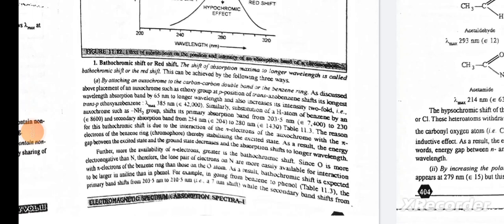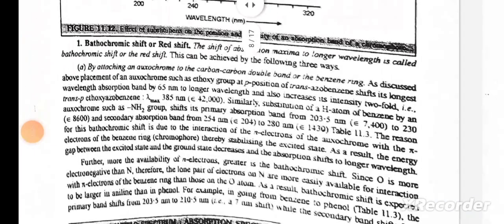Placement of an auxochrome such as an ethoxy group at the para position of trans-azobenzene shifts its longest wavelength absorption band by 65 nm to longer wavelength and also increases its intensity twofold, that is, trans-p-ethoxyazobenzene. Similarly, substitution of an H atom of benzene by an auxochrome such as the NH2 group shifts its primary absorption band from 203.5 nm to 230 nm and the secondary absorption band from 254 nm to 280 nm.